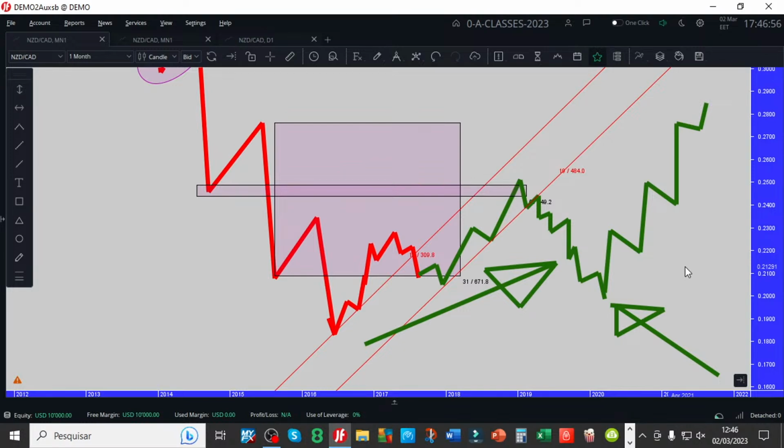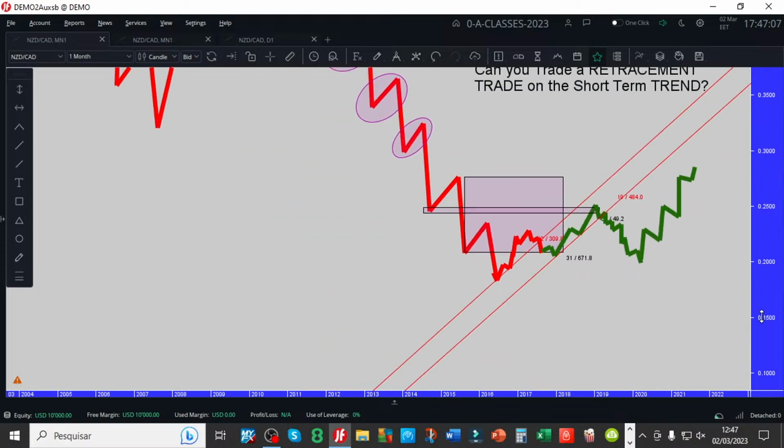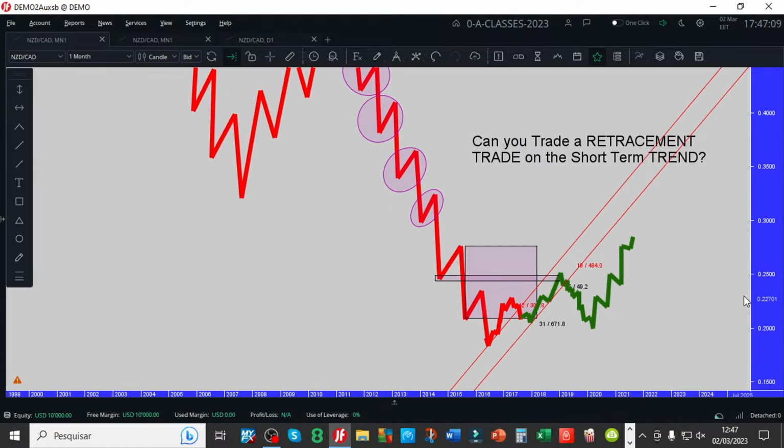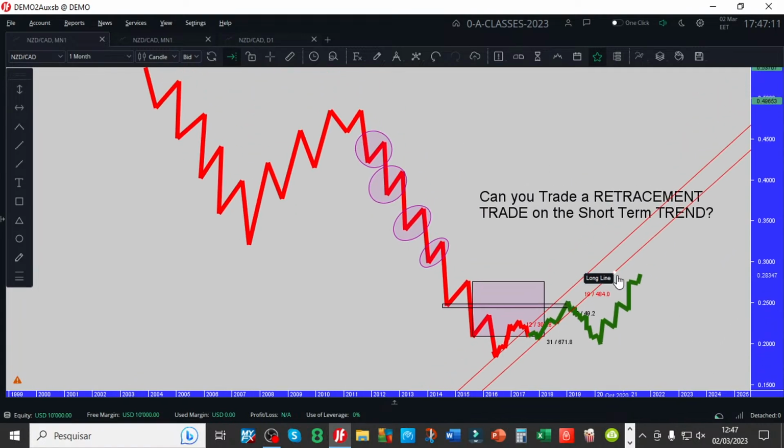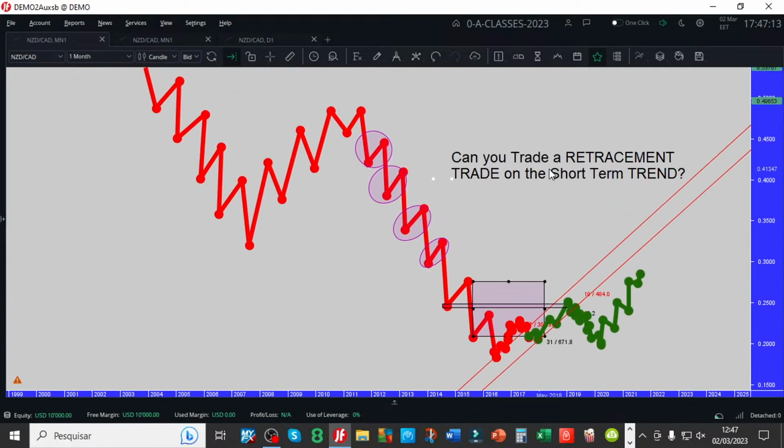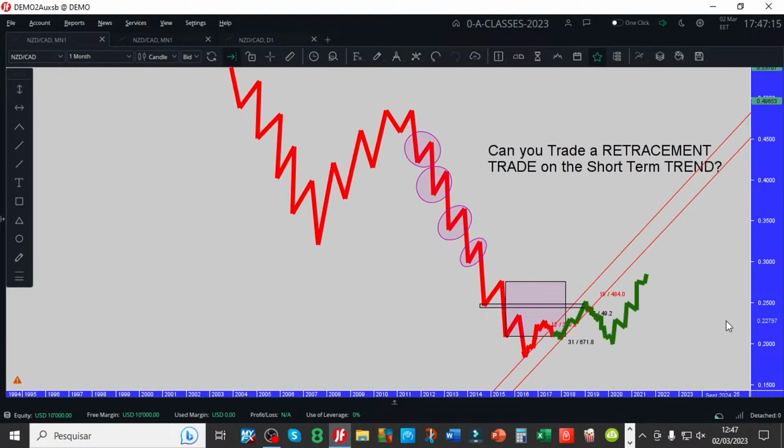What is happening right now? Who knows? Broto knows. Broto, what is happening right now? What is happening right now? So can you trade a retracement trade on the short-term trend? What is happening right now?